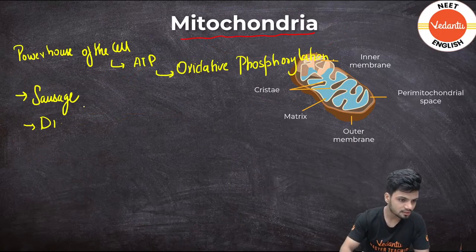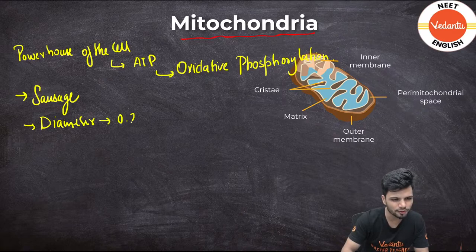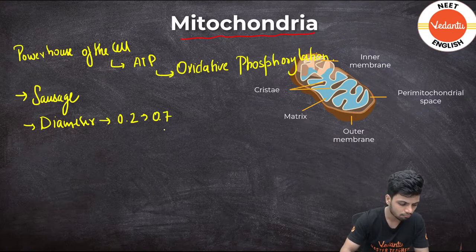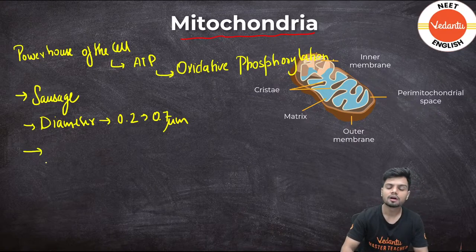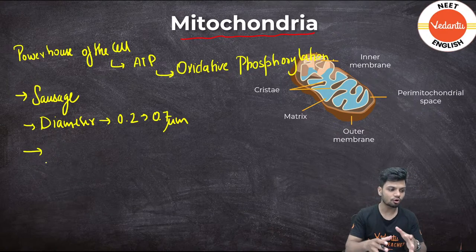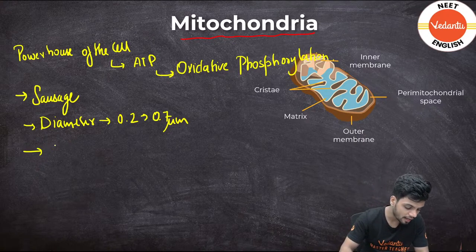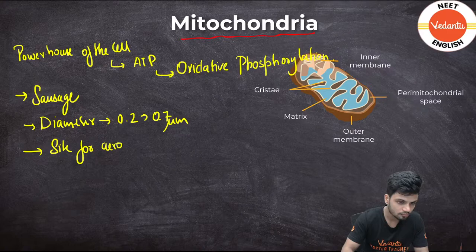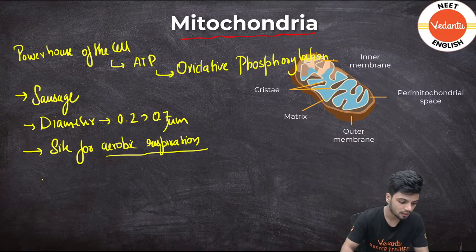Now, the diameter here is nothing but 0.2 to 0.7 micrometer. Just tiny. Now, in the case of mitochondria, tell me in the chat right now: do we have aerobic respiration or anaerobic respiration? In the case of mitochondria, we observe aerobic respiration. It is the site of aerobic respiration.